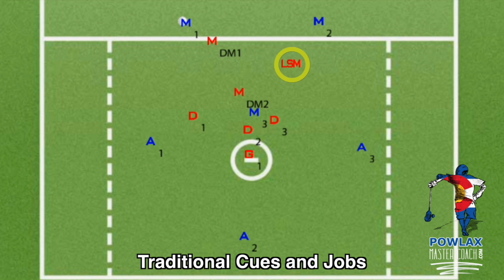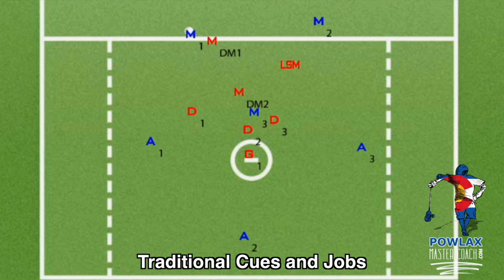The LSM is our first adjacent defender and his call is right because he is the defender to the right of the on-ball defenseman. The right defensive player is responsible for the offensive player to the right of the on-ball defenseman, in this case M2, as well as the ball carrier if he dodges to the lane that is to the right of the on-ball defenseman.